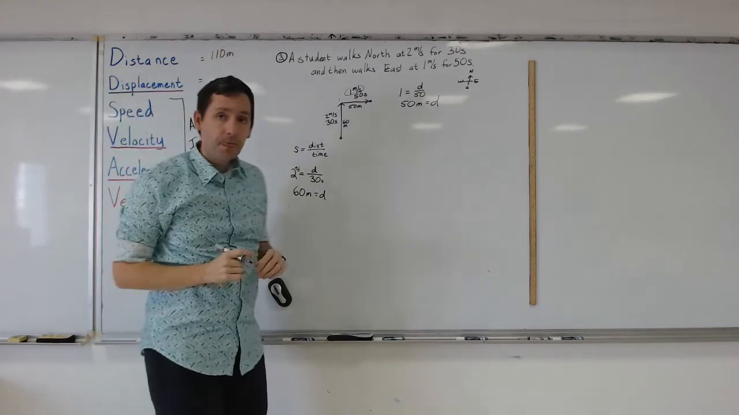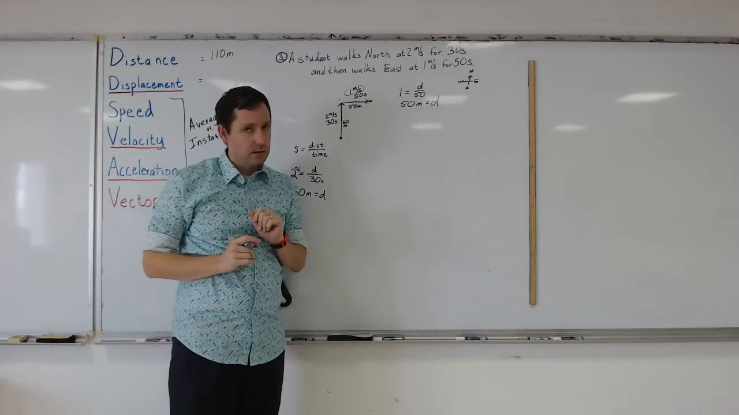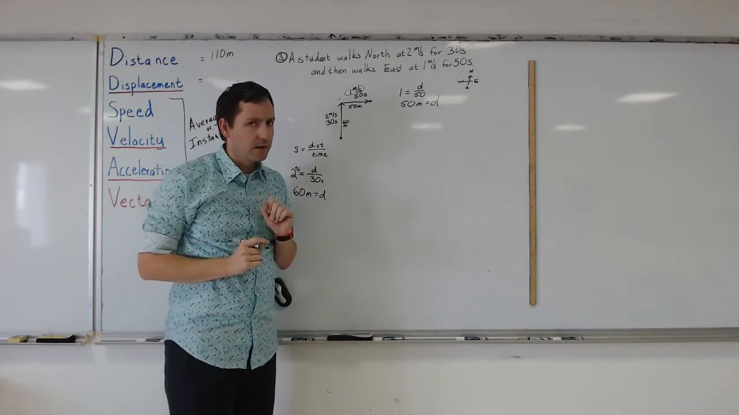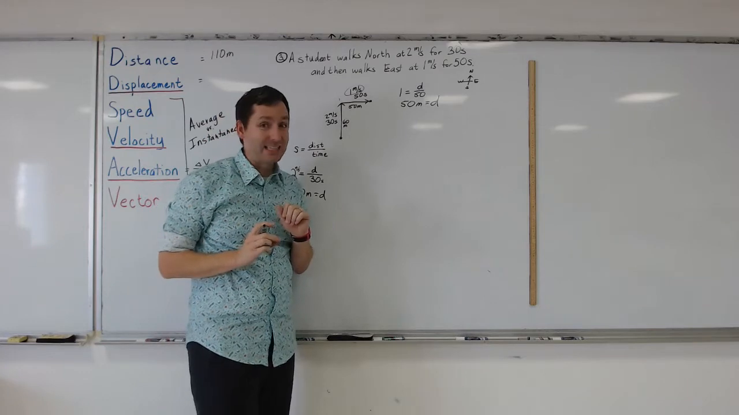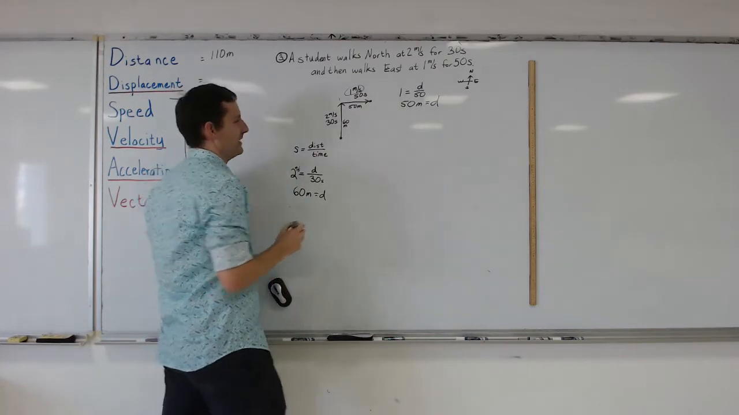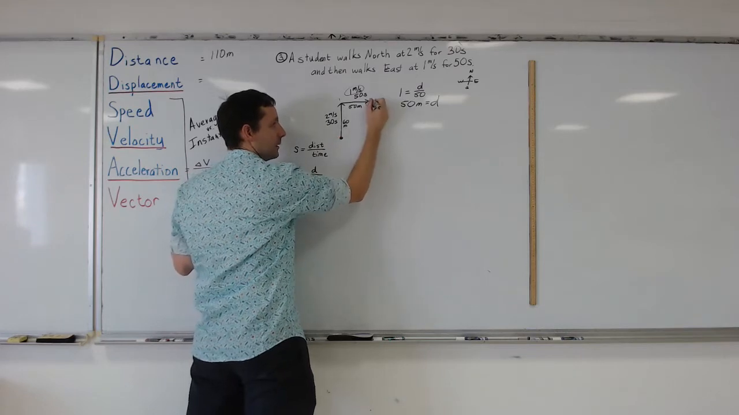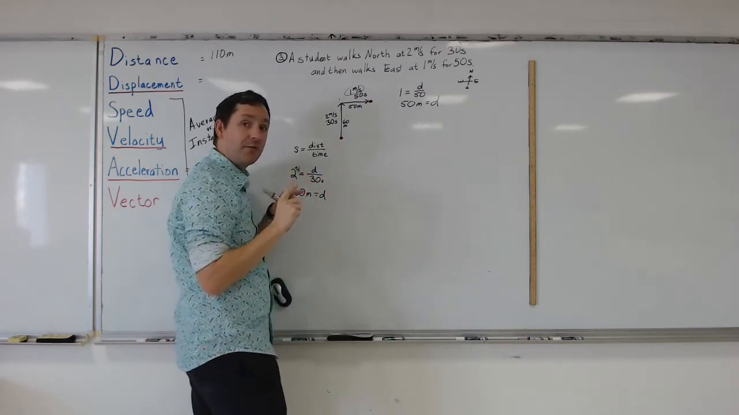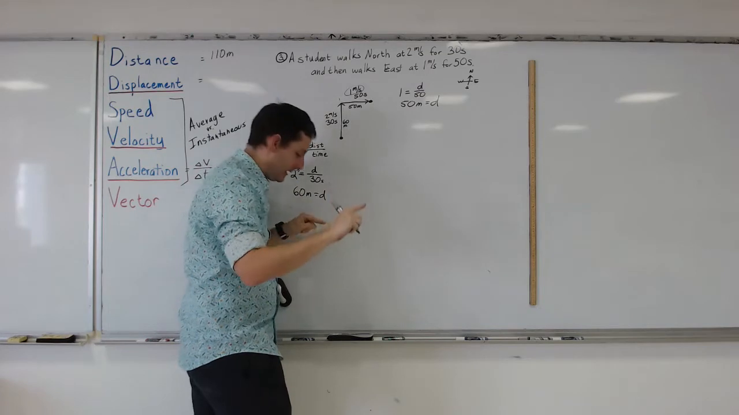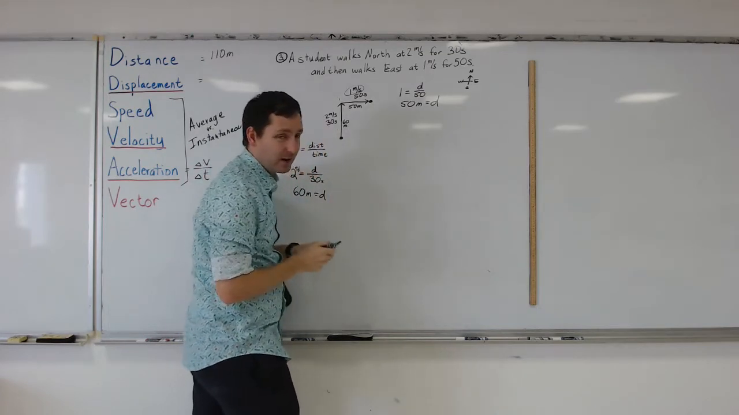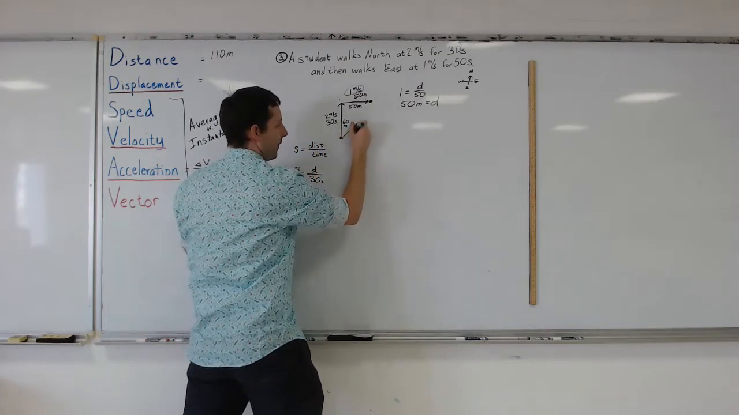All right, now what's the displacement? This one's a little bit harder. You're going to have to use a little bit of your math skills here from geometry. Starting point, ending point. Remember, displacement is how far it is in a straight line from point A to point B. So that would be this right here.